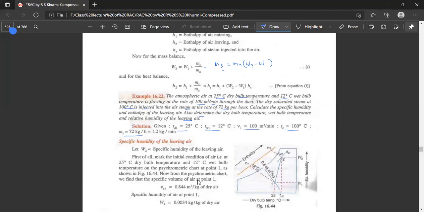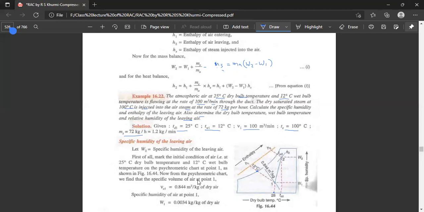Now, from the psychrometric chart, what is given here? First, we have to know the specific humidity of the leaving air. First of all, mark the initial condition of the air, that is at 25 degree dry bulb temperature and 12 degree wet bulb temperature. 25 degree is the point here on the dry bulb temperature scale of the psychrometric chart, put at 25 degrees centigrade, and 12 degrees centigrade is the point of the wet bulb temperature.